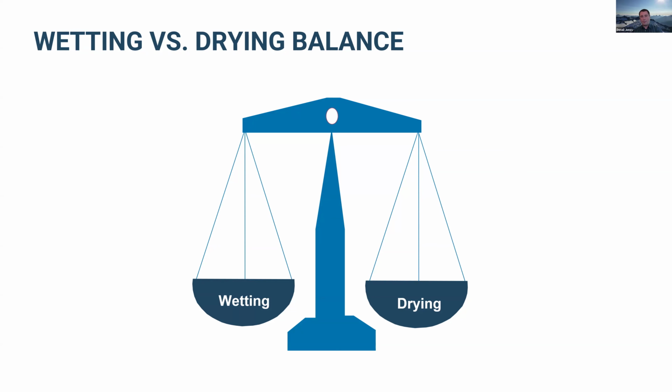Walls are going to get wet. They're exposed to rain. How can they handle that water, right? That's what we want to focus on, and that's what rain screens really help us do, is balance that wetting versus drying.